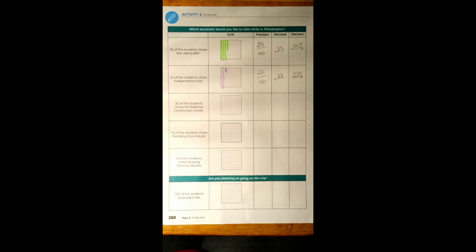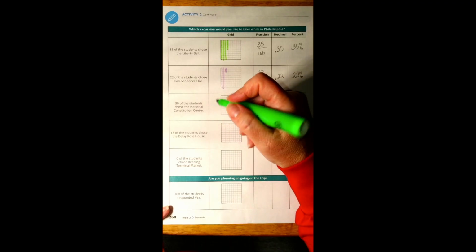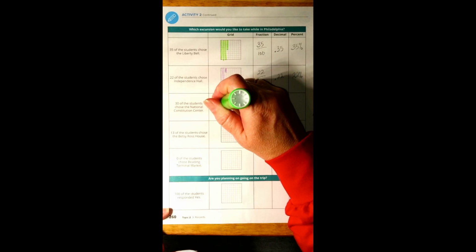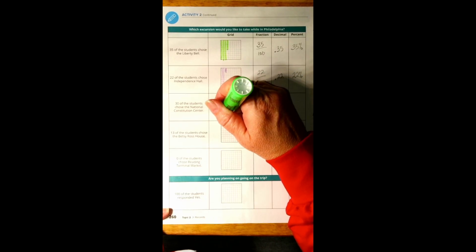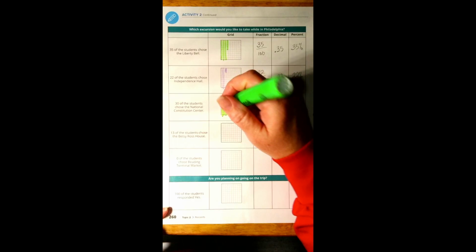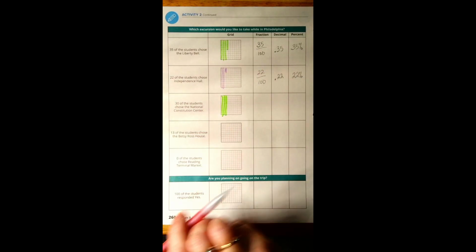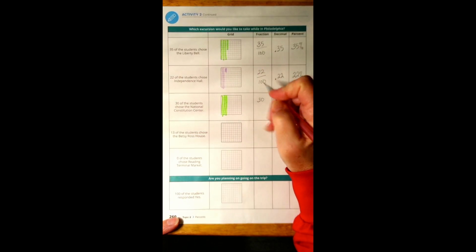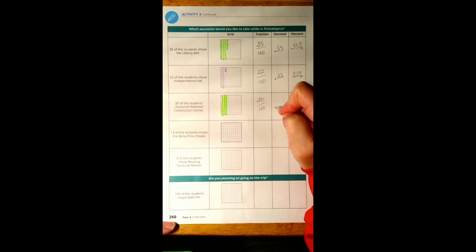Okay, 30 of the students chose the National Constitution Center. So that's just going to be 3 full columns, 1, 2, and 3. So that'll be 30 out of the 100, which is 30 hundredths, which is the same as 3 tenths. I just want to kind of note that. Those are the same. We learned that in the last unit. You can add zeros after the final number following a decimal without changing its value, and 30%.